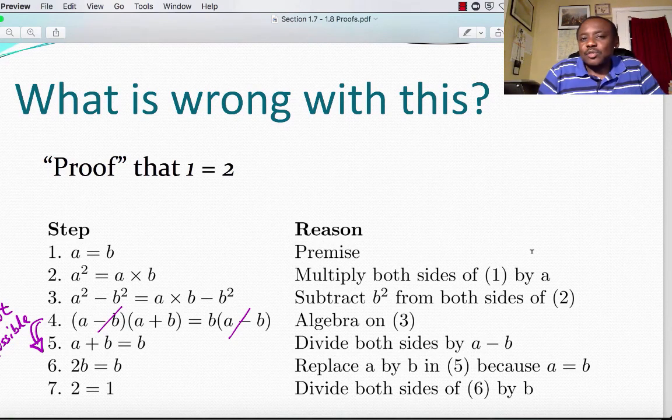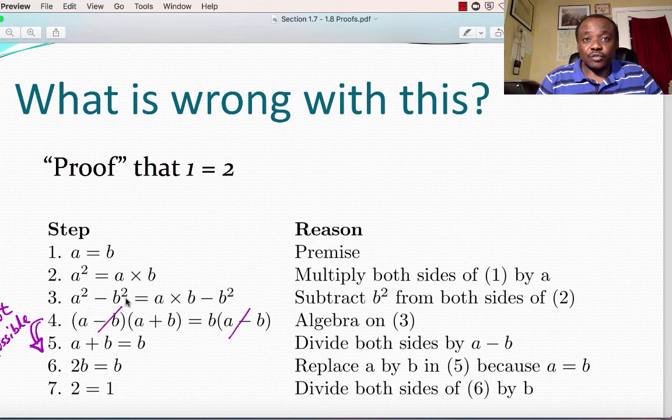Here is an attempt to prove that 1 equals 2. Of course, if you can prove that 1 equals 2, then the whole math world would crumble. So we start off with A equals B. That's our premise. And we multiply both sides by A, and we arrive at A squared equals A times B. And we subtract B squared from both sides, which is a good mathematical procedure. We arrive at A squared minus B squared equals A times B minus B squared.